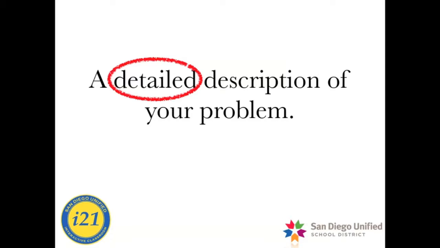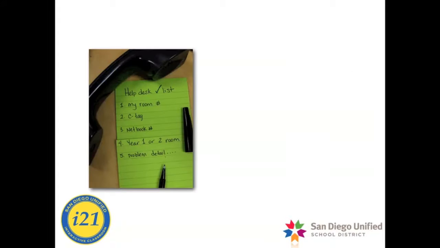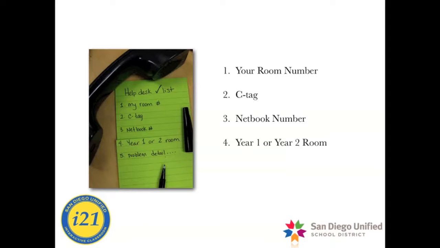You want to give as much detail and talk about the problem as specifically as possible so that the help desk can help you, especially when you leave a message. When you leave a message, if you have a very long and detailed message, they're able to get back to you and put action into your problem as soon as possible. So to review, your help desk checklist: your room number and your school, the C tag number on your computer, if it's a computer, netbook, or tablet, the netbook number, if you're calling about a netbook, what type of room are you in, year 1 or year 2, and a detailed description of your problem.